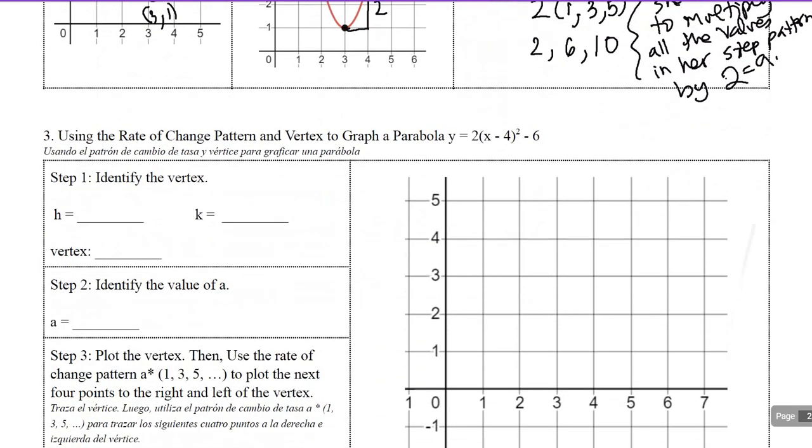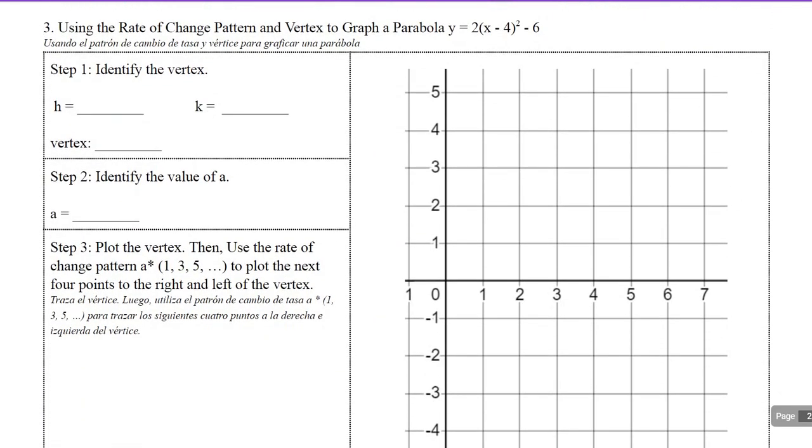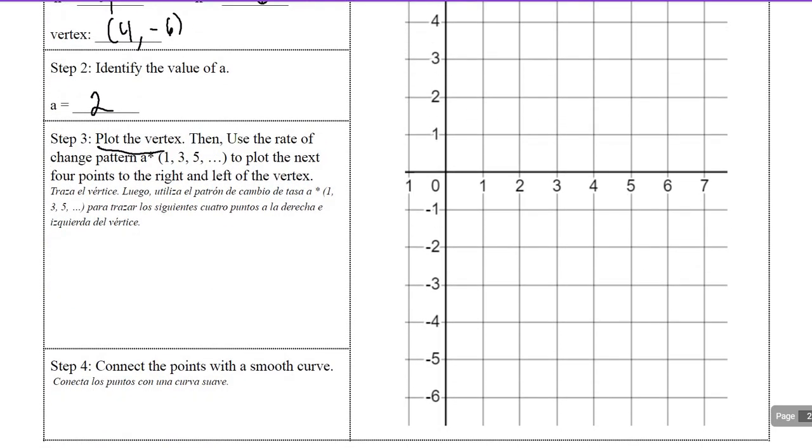Okay, let's do some practice. We're going to use our rate of change pattern and vertex to graph this parabola. So I've got h is 4. This is based on y equals a(x minus h) squared plus k. So h is 4 and k is -6. So my vertex is at (4, -6). a is 2. So I'll plot the vertex. It's at (4, -6).